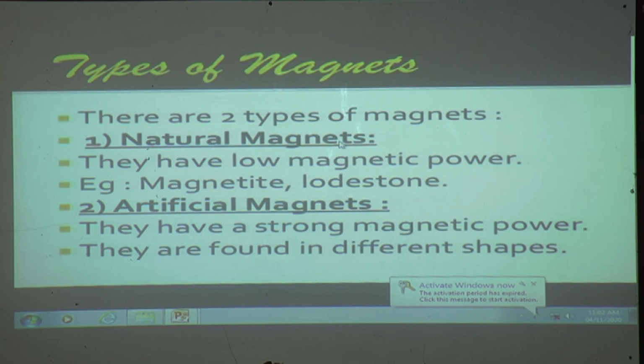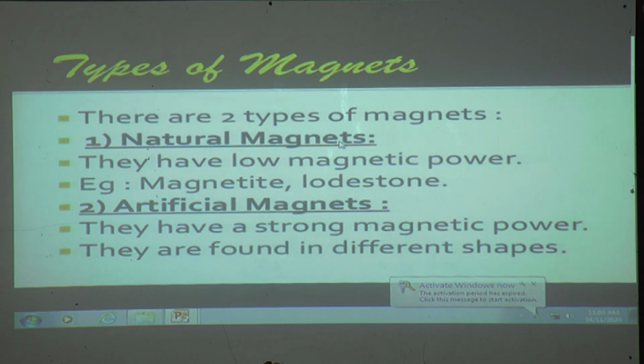Then second one, artificial magnets. They have a strong magnetic power. They are found in different shapes. We saw how exactly a natural magnet looks. Remember that black stone I showed you in our previous session. So a natural magnet could be like a black stone. Artificial magnets, we shape them, so we can give them different shapes. As I showed you, that magnet in a rectangular shape is an artificial magnet, and it has a strong magnetic power, and we can find it in different shapes.